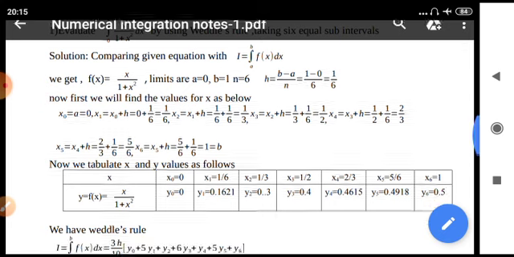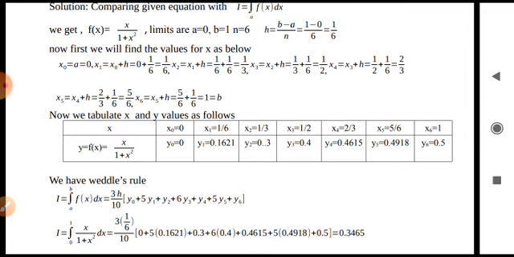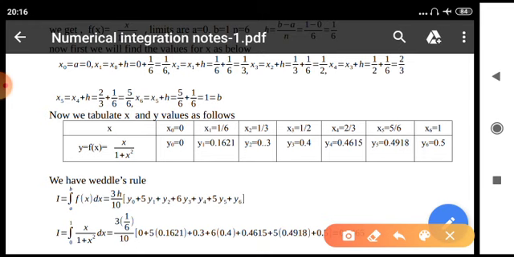Now we tabulate x and y values as follows. That is, we will calculate x and y values as below. x values are x0 is 0, x1 is 1 by 6, x2 is 1 by 3, x3 is 1 by 2, x4 is 2 by 3, x5 is 5 by 6, x6 is 1. And f of x, which is y value, is x by 1 plus x square. When x is 0, we will get y value, that is y0, as 0. When x1 is 1 by 6, we will get y1 as 0.1621. So we have to calculate y values corresponding to each of x values. And finally for x6, we get 1 by 1 plus 1, that is 1 by 2, which is 0.5.